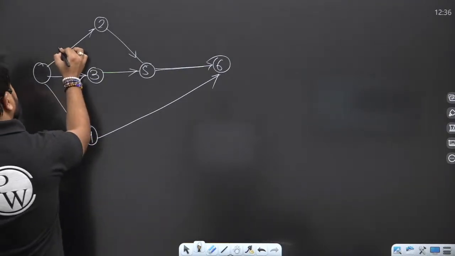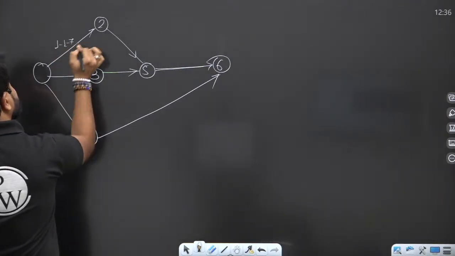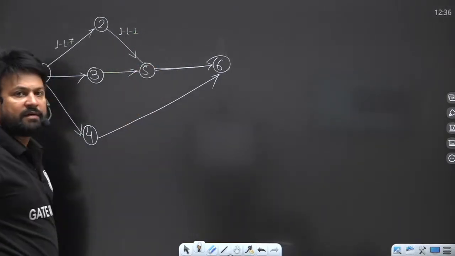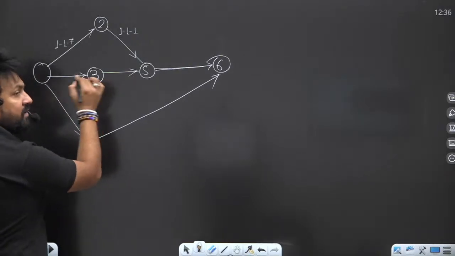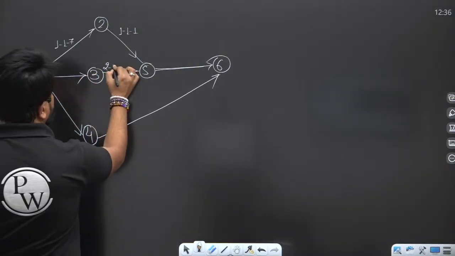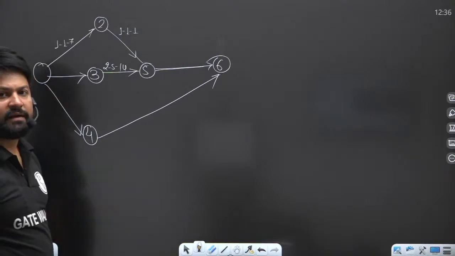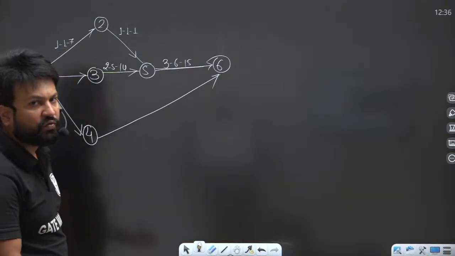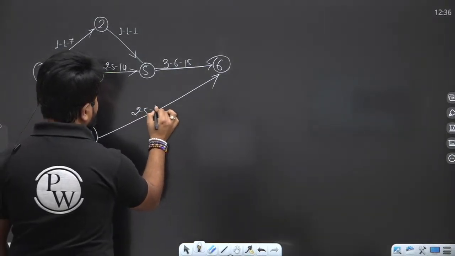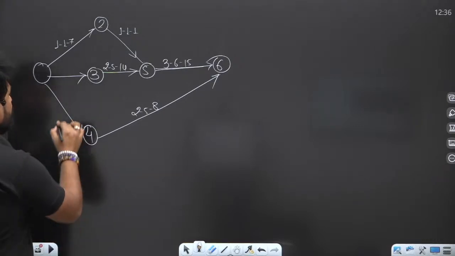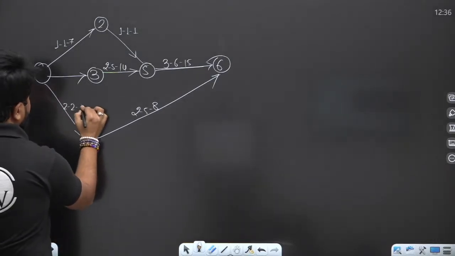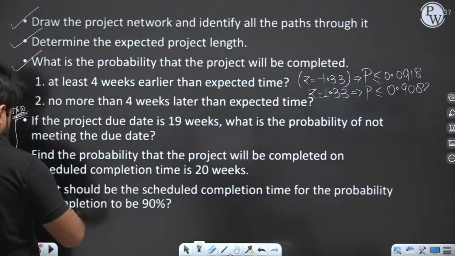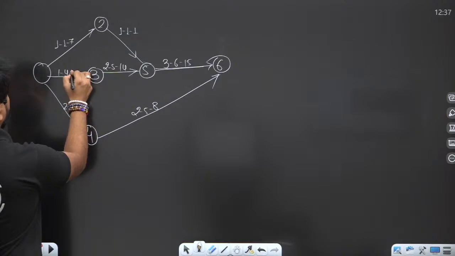Here the durations are 1, 1, 7. Then 1, 1, 1, 1. And here 2, 5, 14. Then 3, 6, 15. And here 2, 5, 8. And here 2, 2, 8. And 1, 2, 3. And 1, 4, 7.